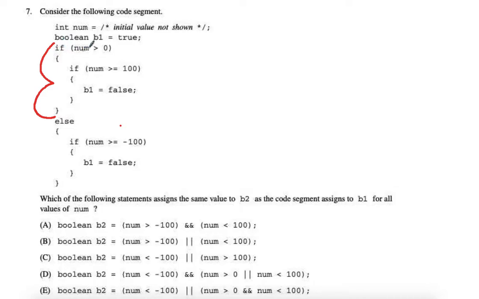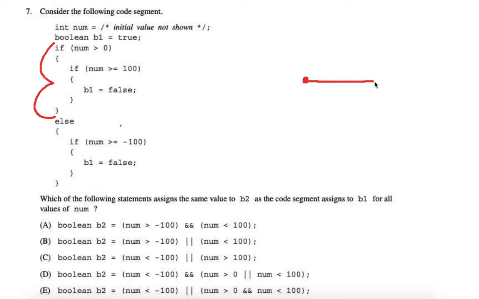We only enter into this if num is greater than 0. Then if num is greater than 0, we only enter into here if num is greater than or equal to 100. And then B1 would be assigned the value of false. So the Boolean B1 is assigned false when we have a value of num which is greater than or equal to 100.